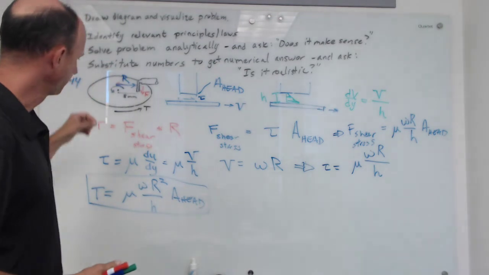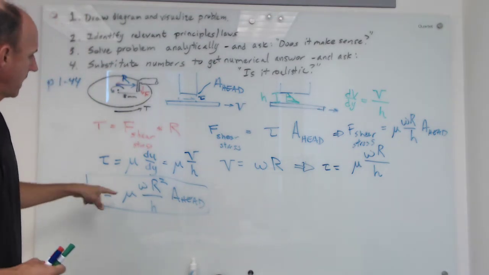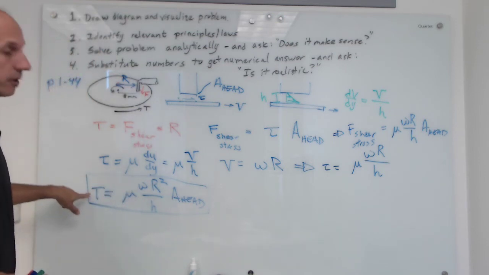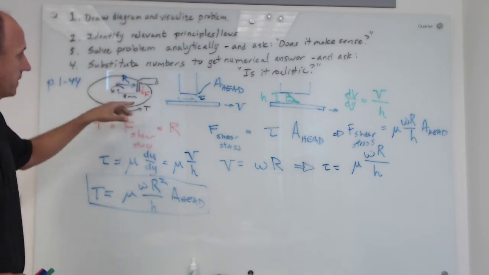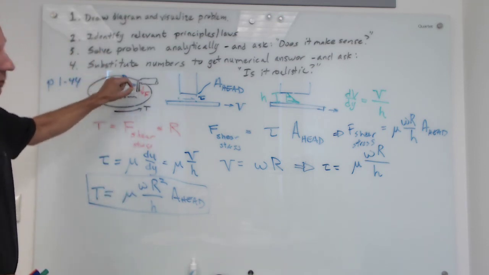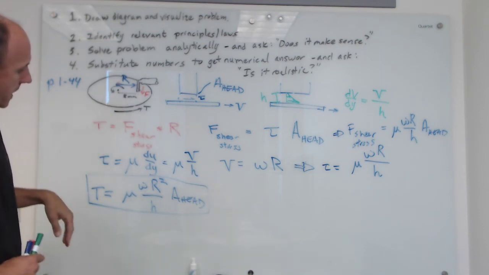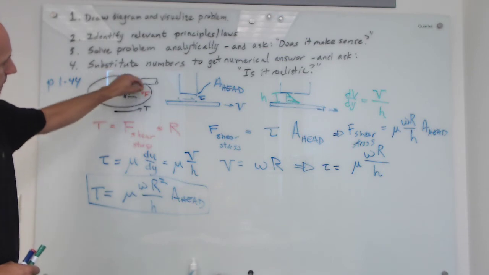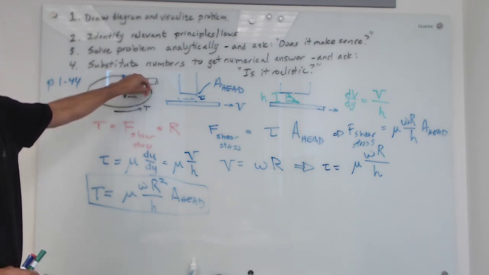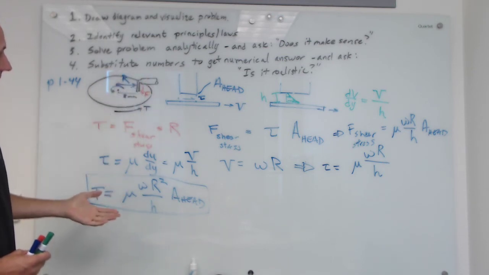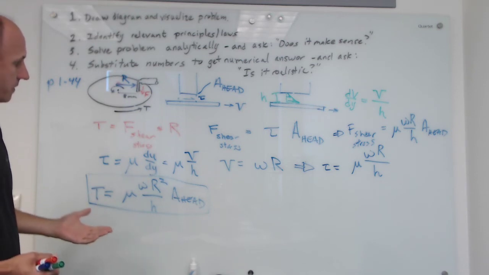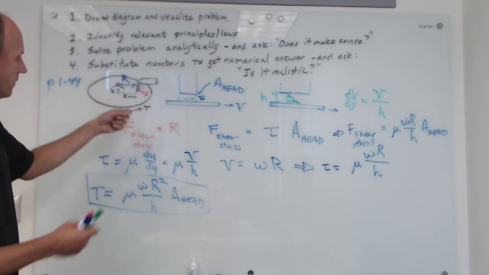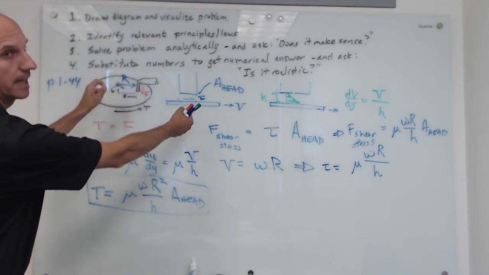Okay, so what this is telling me is that if the rotational speed of the disk increases, the torque will increase. That makes sense. The faster it goes, the more torque it's going to take to move it. If the head is further out on the disk, it also means that the torque will increase. And that makes sense too, because the further out you go, the faster it goes, and also the bigger lever arm it has to create a torque.